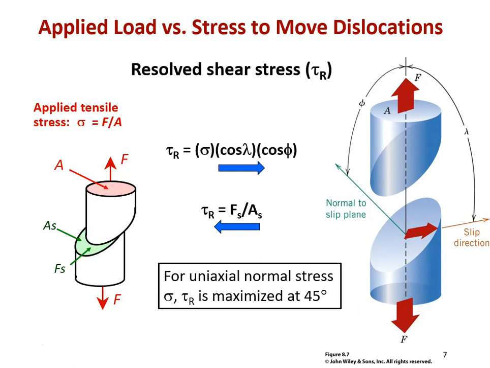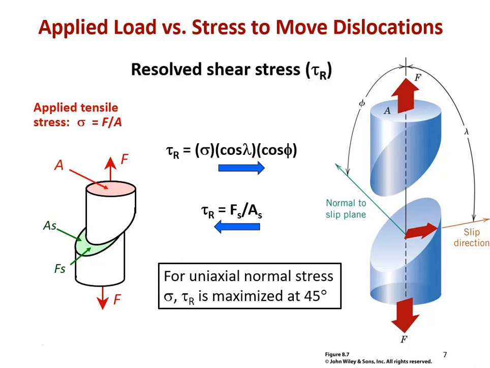So if we want to calculate that shear stress, which we're showing as tau sub r in the middle of the diagram, as a function of our applied normal stress, sigma, and remembering sigma is the typical symbol that we use for normal loads, tension or compression. In this case, it's our applied normal. All we have to do is multiply by the cosine of two angles. One is the angle between the applied load and the slip direction, and the other is the angle between the applied load and the normal to that slip plane.